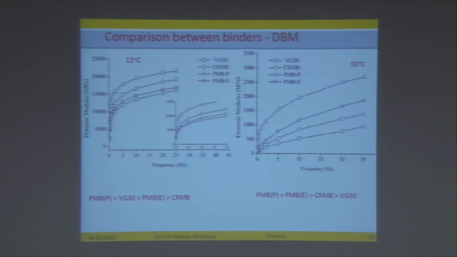These are the results for DBM. Here also the trend is the same. That is, at lower temperature you can see VG30 has a higher modulus, whereas at higher temperatures all the modified binders are seen having a higher dynamic modulus than the unmodified binder.